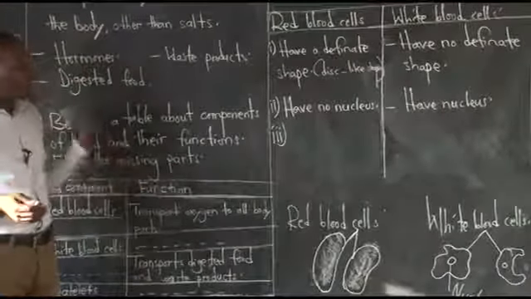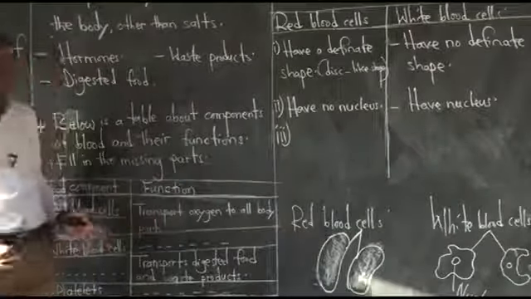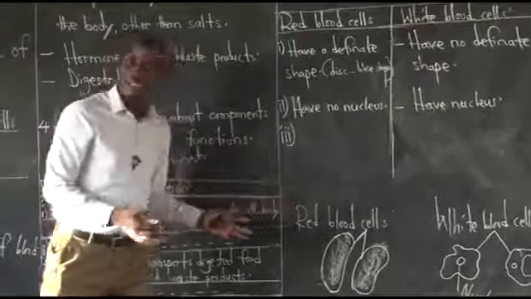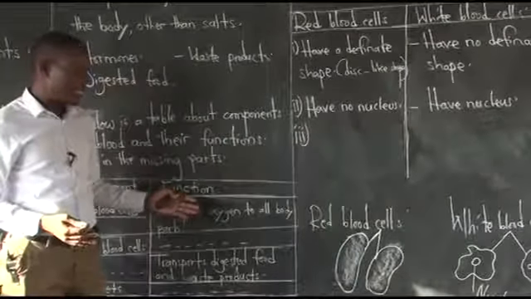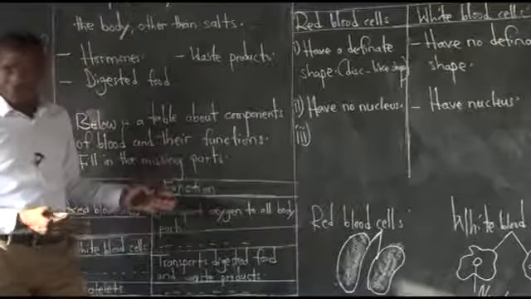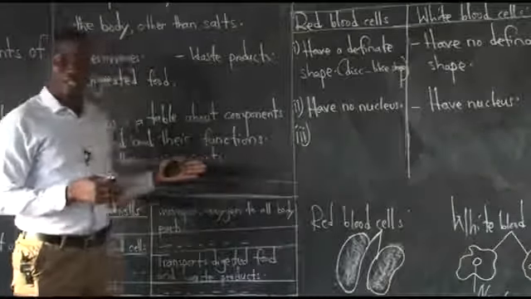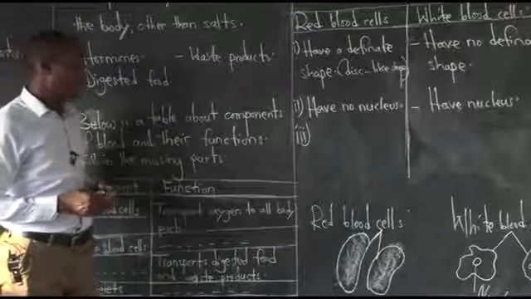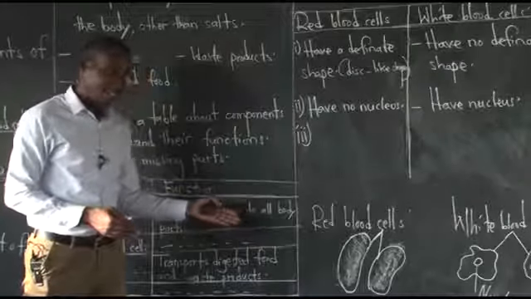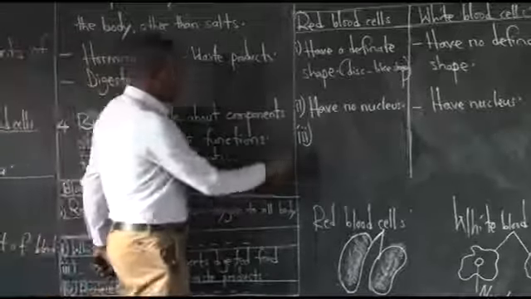And then talk of the number of cells. Which of them are more in the body and which of them are few? Some are produced in large numbers and some in less numbers. So check which blood cells are produced in large numbers and which are produced in less numbers. That can also be a difference, and that should be now, let's say, 4.